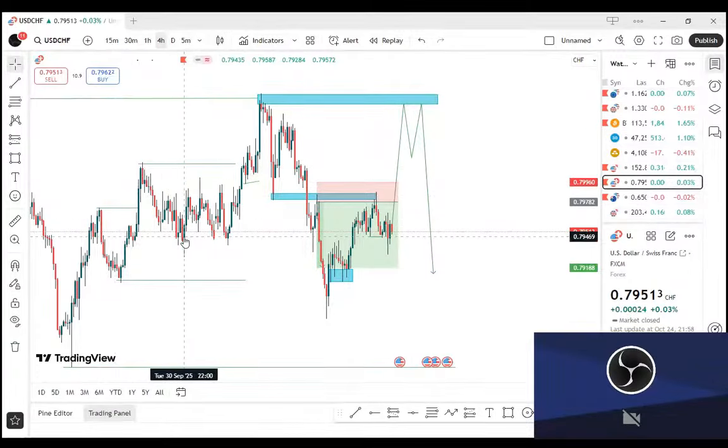And then price came back again. It could not go back to this low. This low is being respected. Price went back again, switched out, continuation.